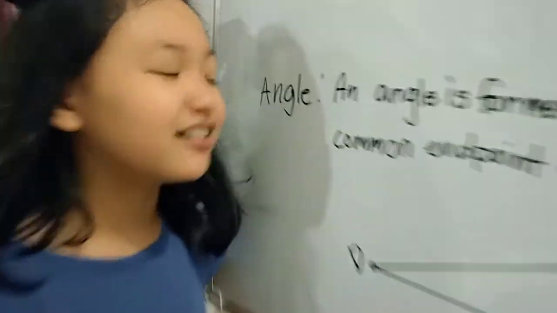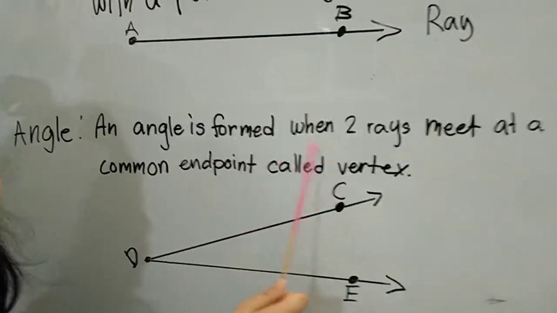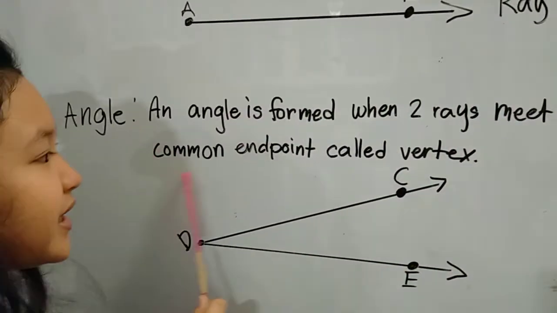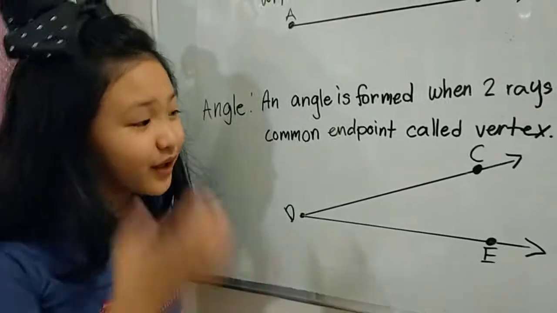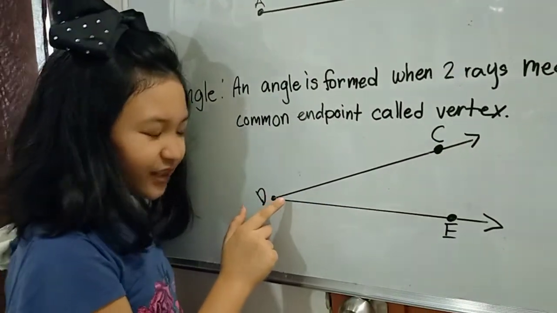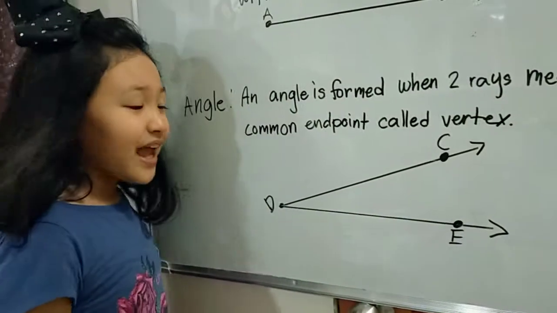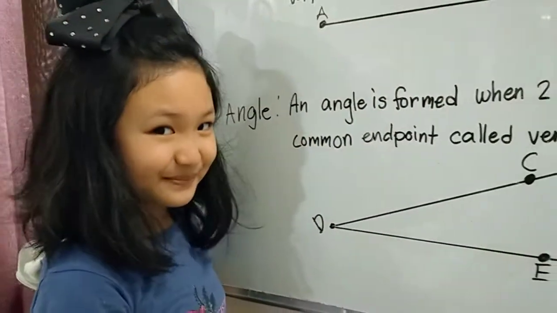Now we go to angles. What is an angle? An angle is formed when two rays meet at a common endpoint called the vertex. If you would notice, one ray is going up and one ray is going straight down. And the point where they meet is called the vertex.